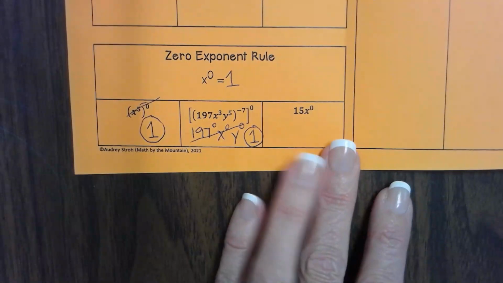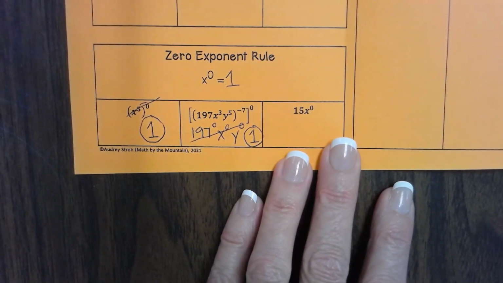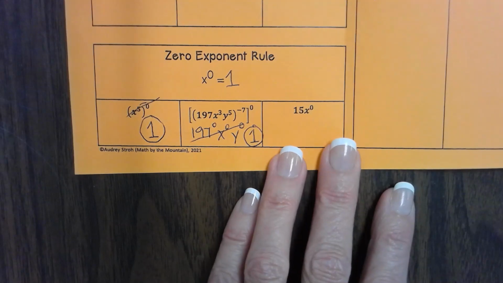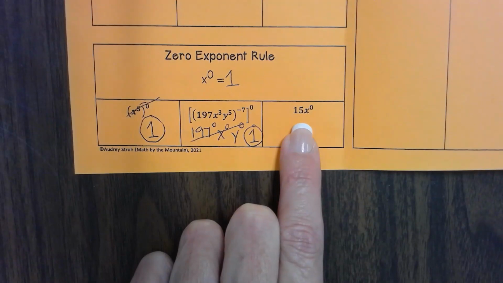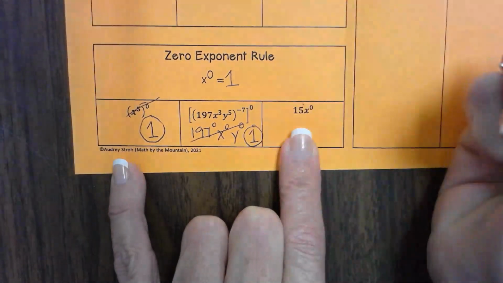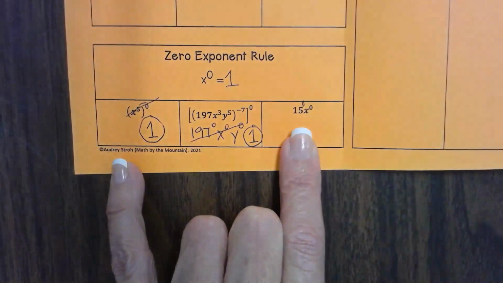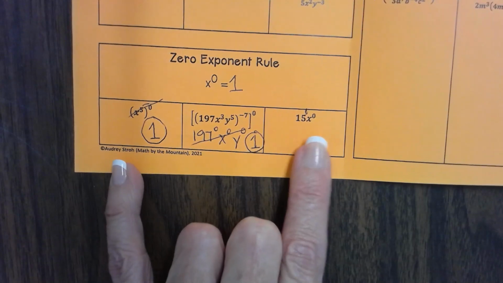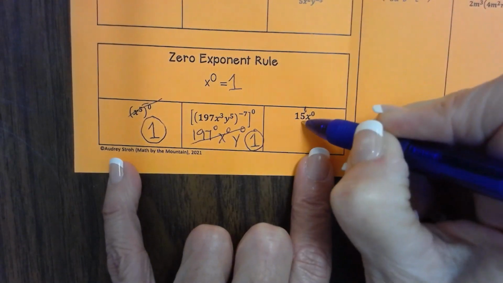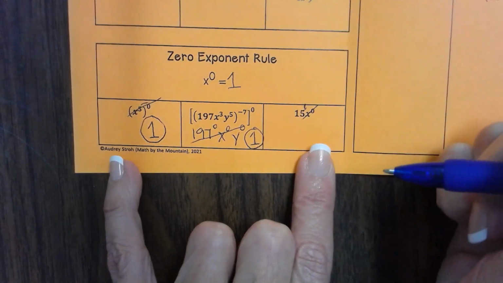Okay, now this is where it can get tricky. Folks, the only thing here that's raised to the 0 power is the x. The 15 is not raised to the 0 power. The 15 is actually raised to a power of 1. There's no power on the 15, it's a power of 1. So you got to be careful that you don't just see a 0 and cancel everything out when some things may not cancel out. So only the x to the 0 power here cancels out.